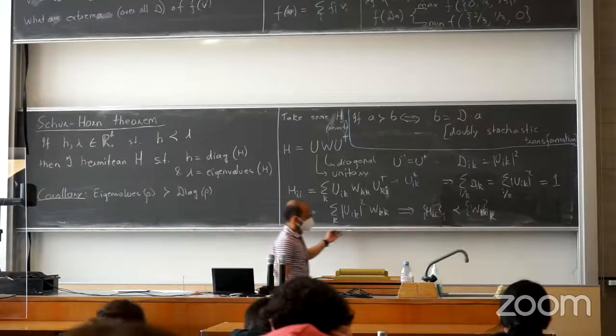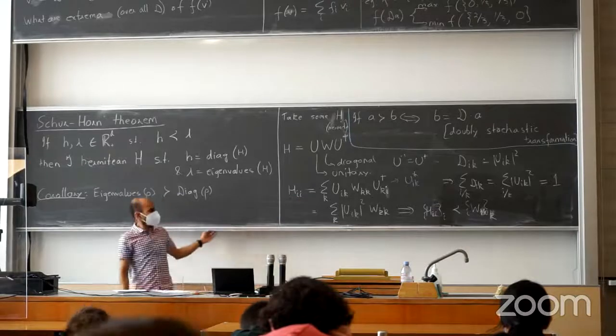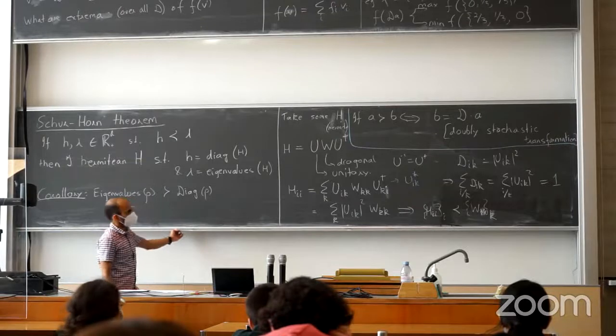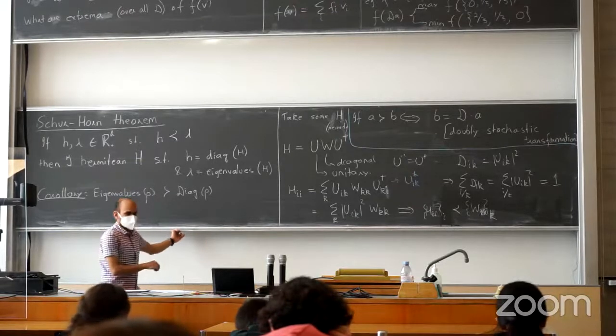So what I've just shown is that any Hermitian matrix, and this includes, of course, quantum states, has the property that its eigenvalues majorize its diagonal elements.